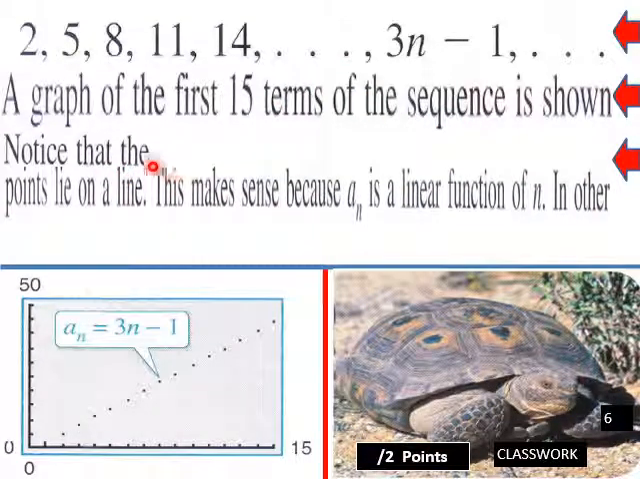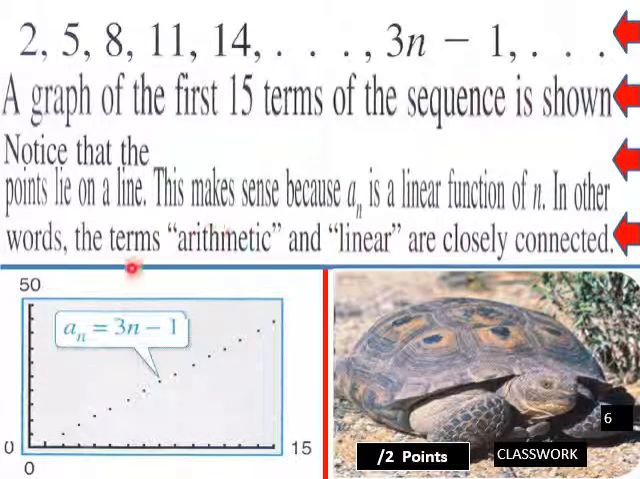Notice that the points lie in a line, so here's your graph. This makes sense because a_n is a linear function of n. In other words, the terms arithmetic and linear are closely connected. So here's a graph of this sequence.